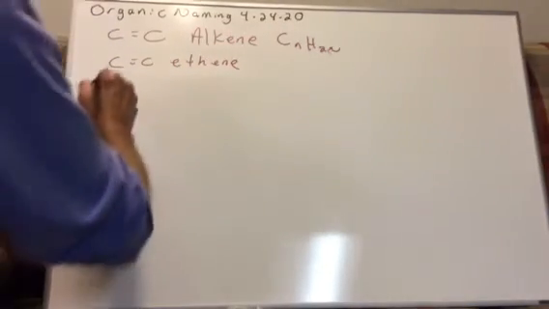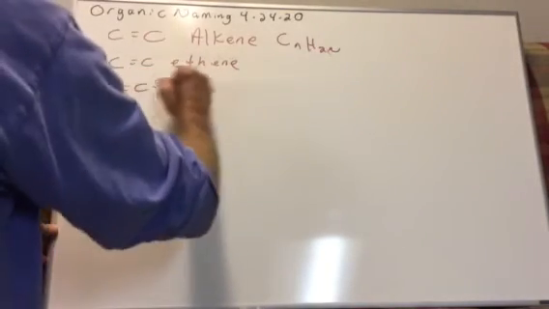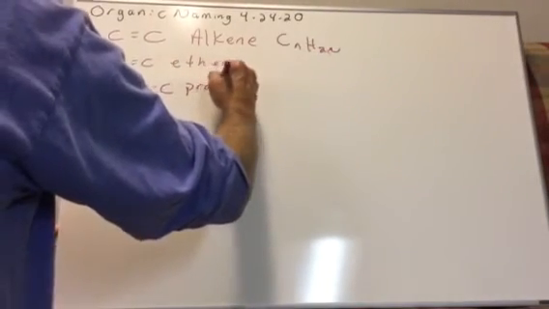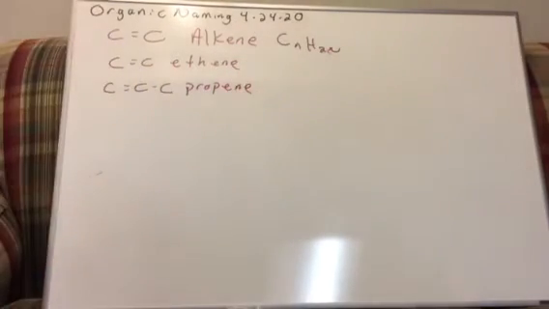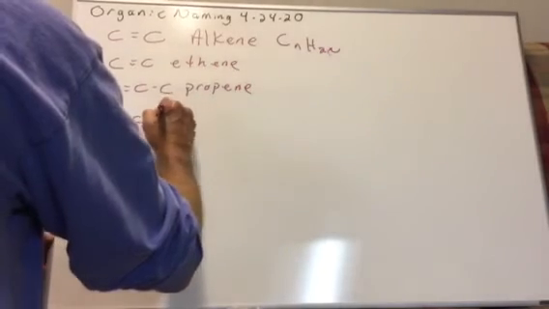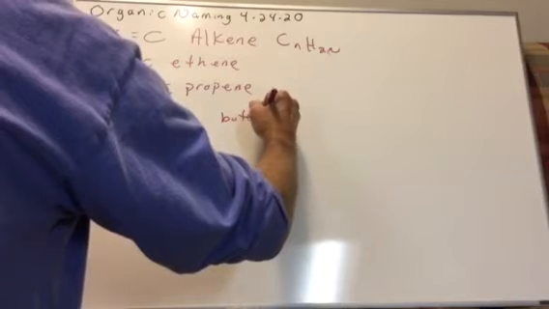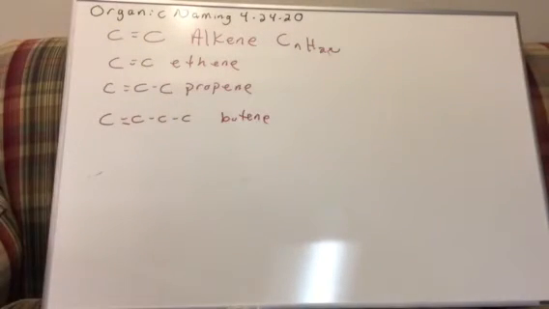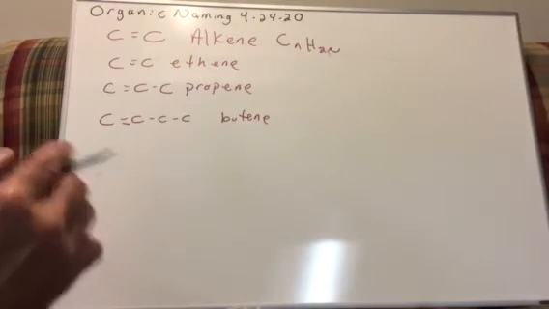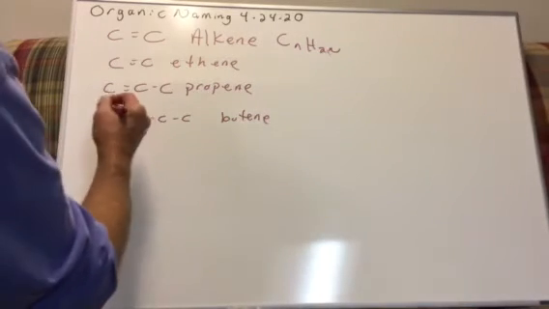Okay, if we had three carbons, then 3 is prop, so this would be propene. And then 4, we would have butene. But it's here we have to identify where is the double bond. And so, again, we just name the carbons, try to get the smallest number possible. So this would be 1, 2, 3. Let me write them in.